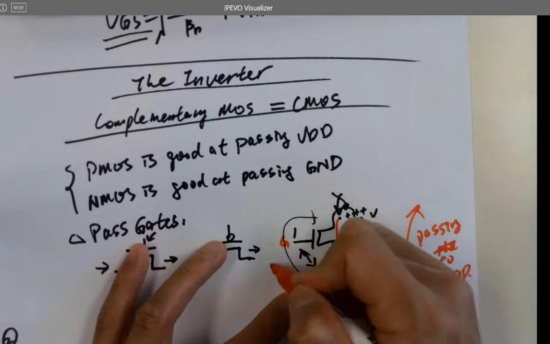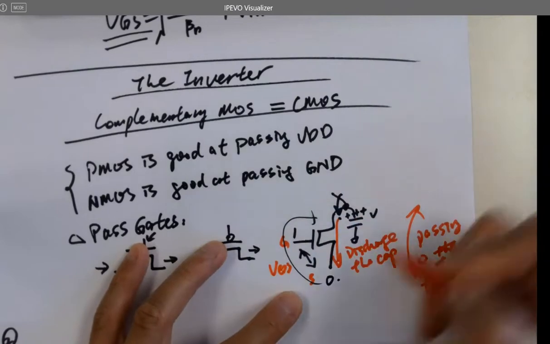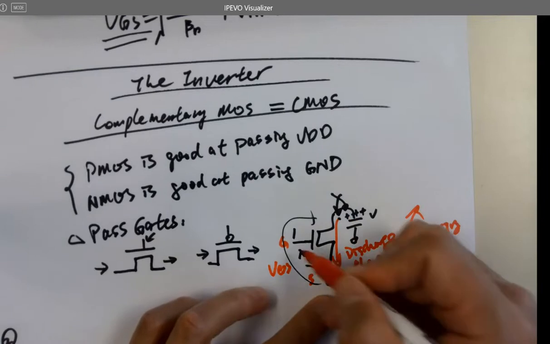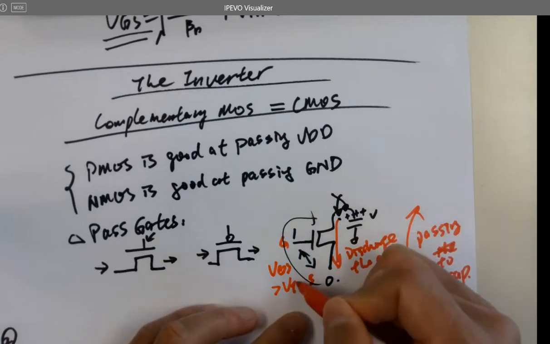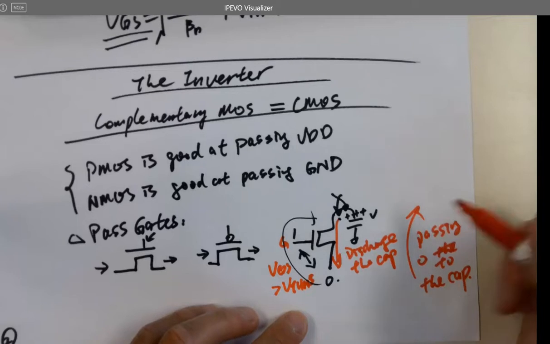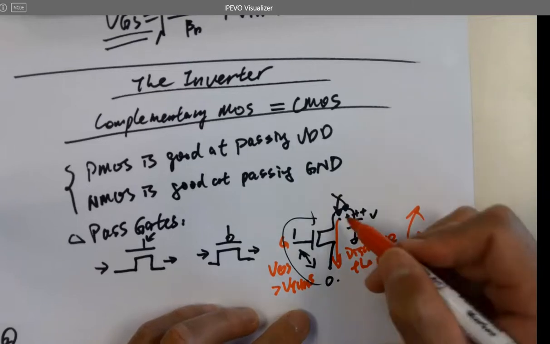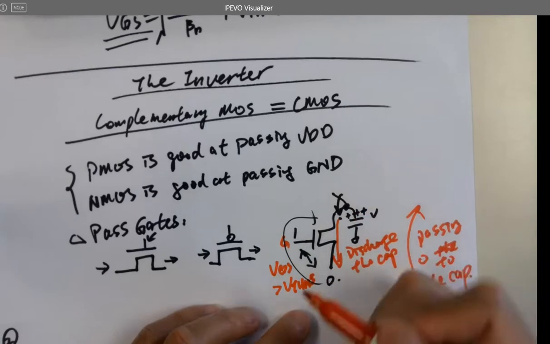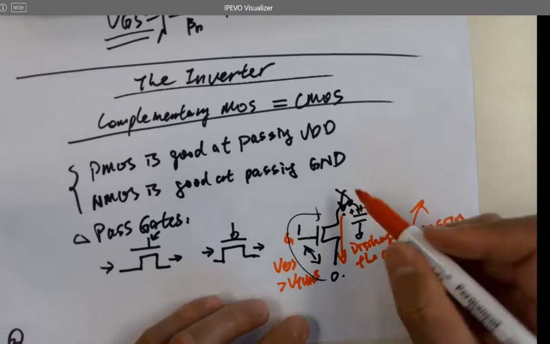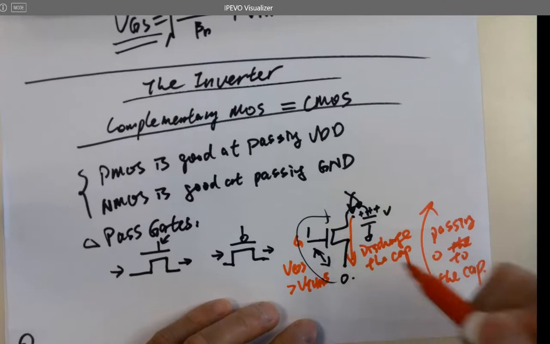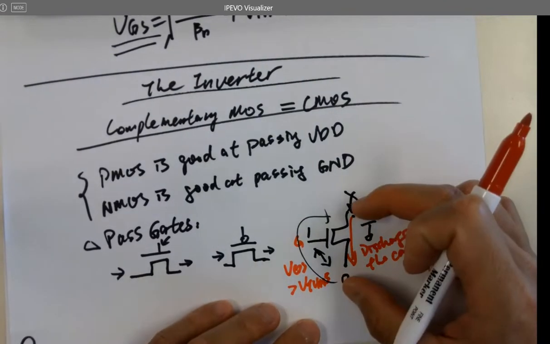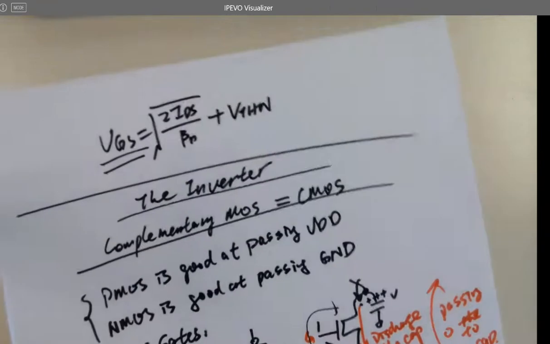So VGS, because this is a strong 0, I'm trying to pass a strong 0 to here. So VGS is always larger than VTH, right? It's always on. So it's going to discharge the cap until it reaches 0 volts. So the question is, is NMOS good at passing a 0? Yes, yes. Eventually it's going to be a true zero, right? Make sense? Yep.